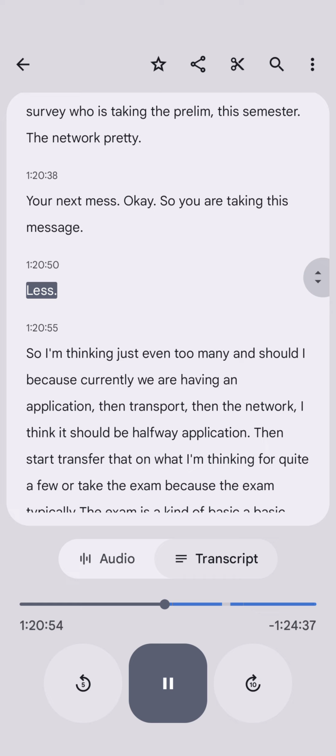Oh yeah, that's a good method. So I'm thinking, currently we are talking about the application, then transport, then the network. I'm thinking it should be halfway application, then start transport. That's what I'm thinking, but quite a few people take the exam.